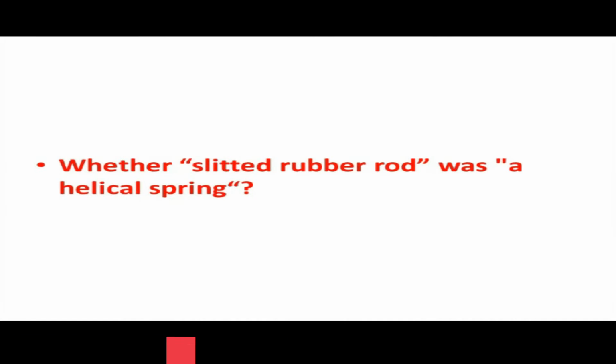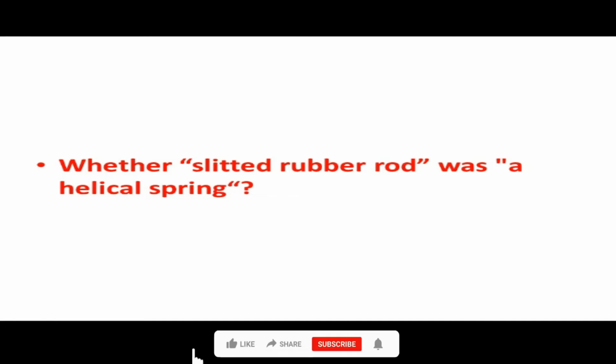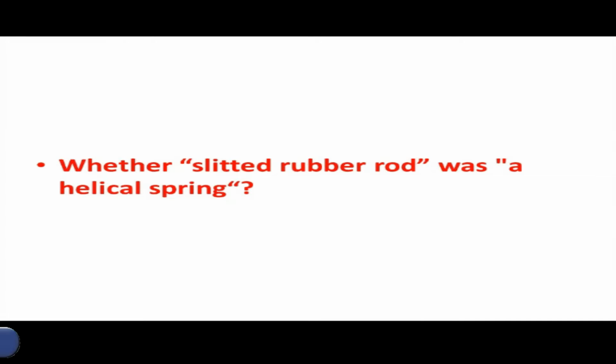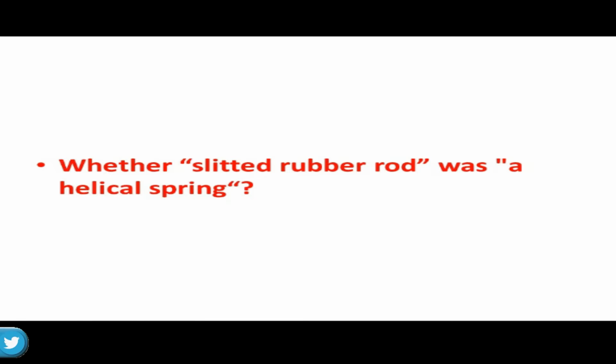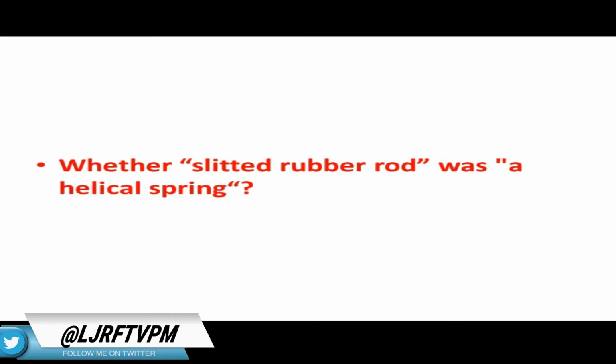Okay. Now the question arises, in this situation, whether there is an infringement. So that question, in the context of this case and in the light of the fact situation which we are aware of, could be restated like this: whether the slitted rubber rod was a helical spring. The spring is known as a helical spring. That's a technical terminology they use. And whether the slitted rubber rod was a helical spring, are they one and the same? The answer could be yes. And in the context of these devices, the answer could be no also.